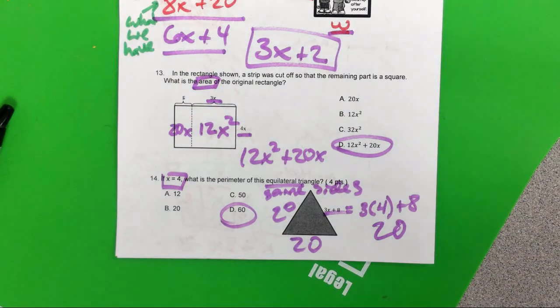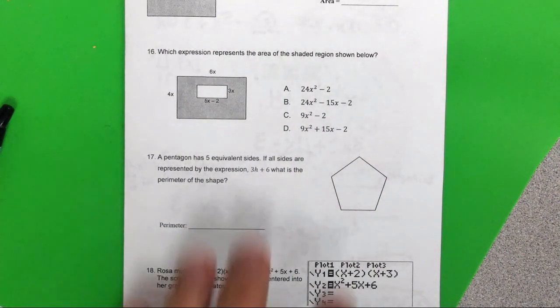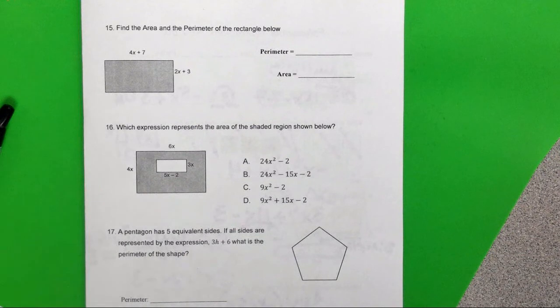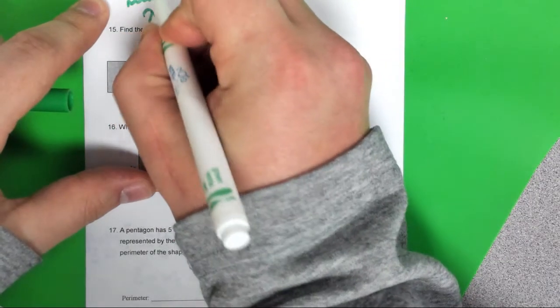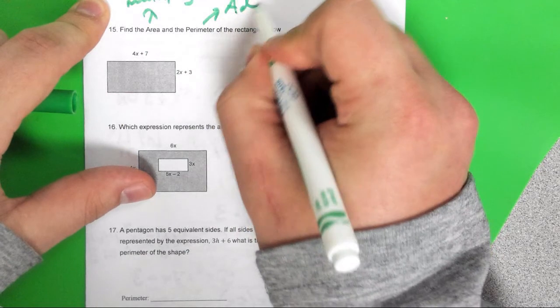All right. Last piece here. Number 15, find the area and perimeter of the rectangle below. Again, area means multiply, perimeter means add.